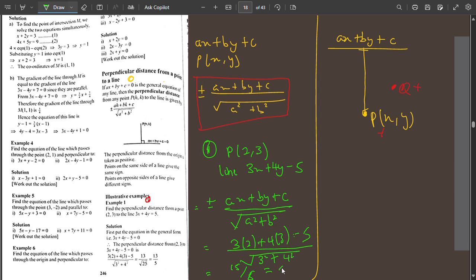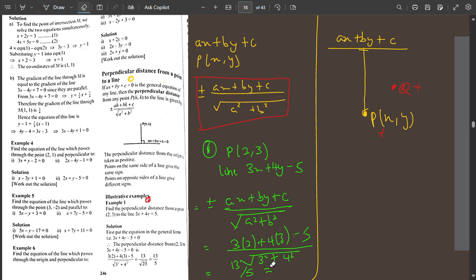So the answer is 5. The answer is 3. Wait. 18 minus 5 is 13. So the numerator is 13 over 5. So that's the answer. 13 over 5.